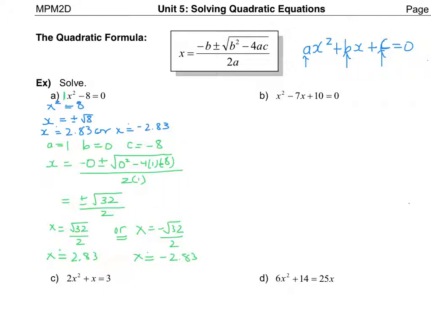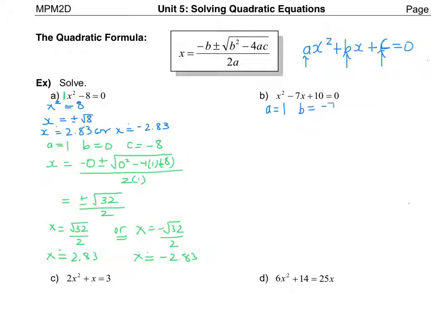Okay, let's try the next one. The next one does factor. We know that negative 2 and negative 5 would add to negative 7, and also multiply to 10. So my answer should be x equals 2 and x equals 5. We know that already. However, I'm going to show you that even though it would factor, the quadratic formula would work. It's more work, so if you recognize it will factor, sometimes that's a lot quicker.